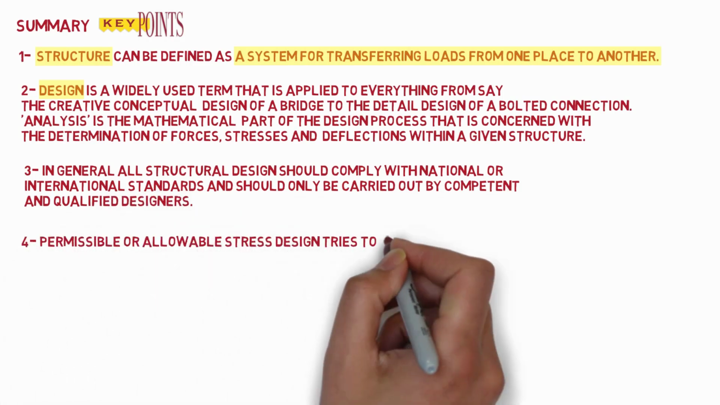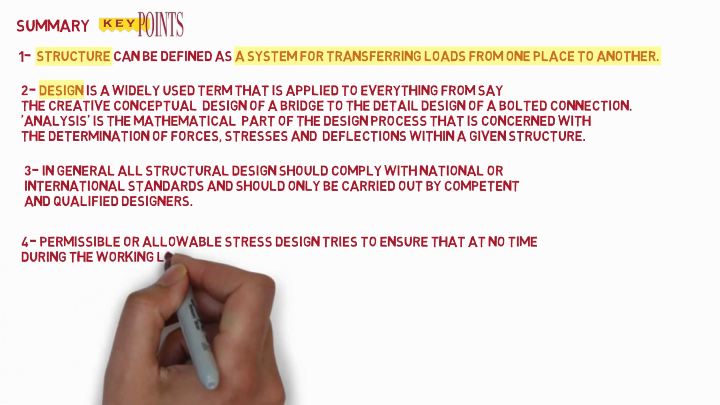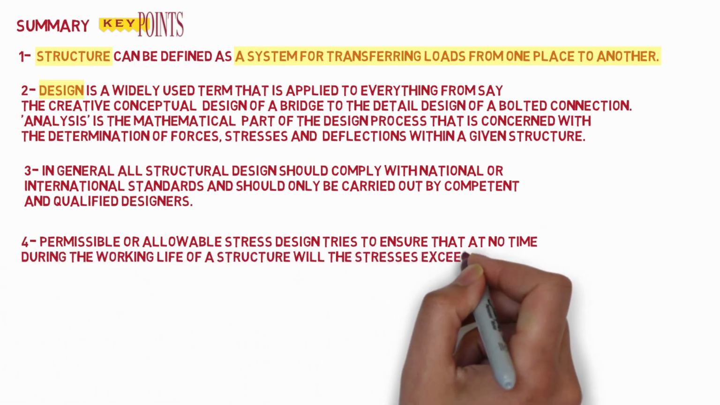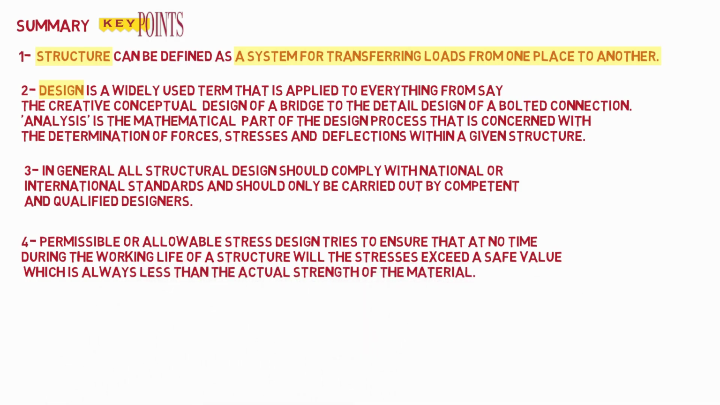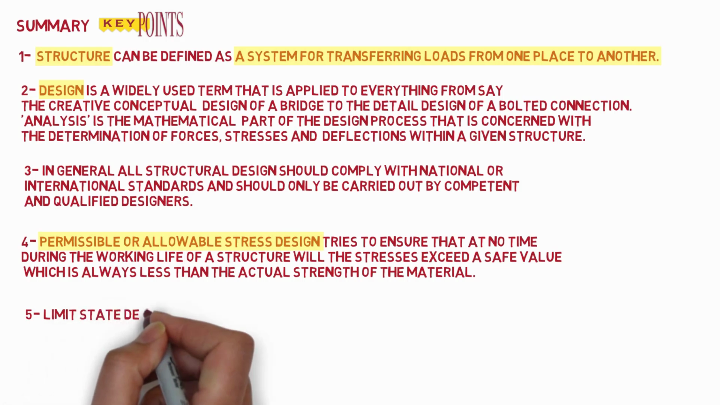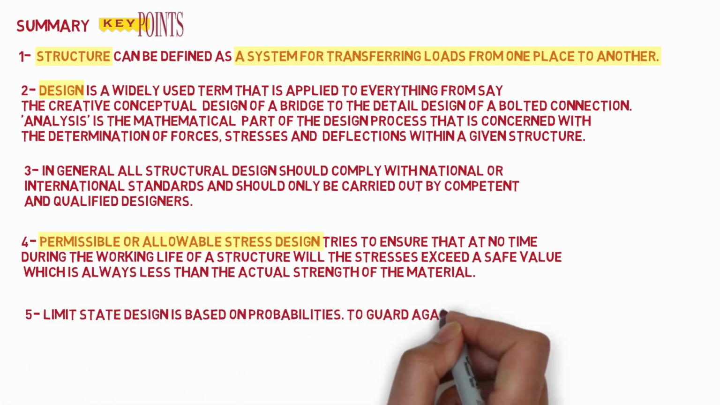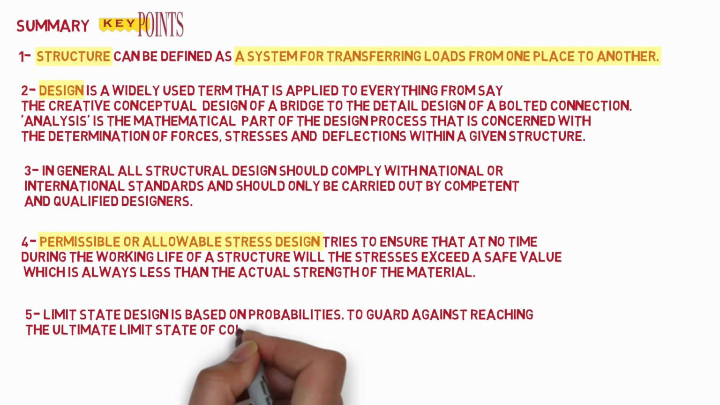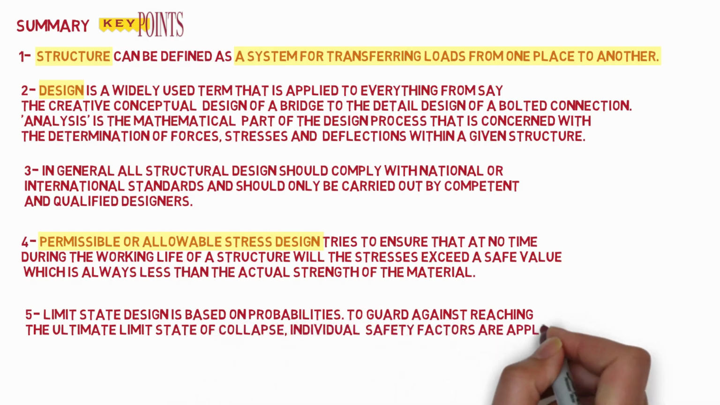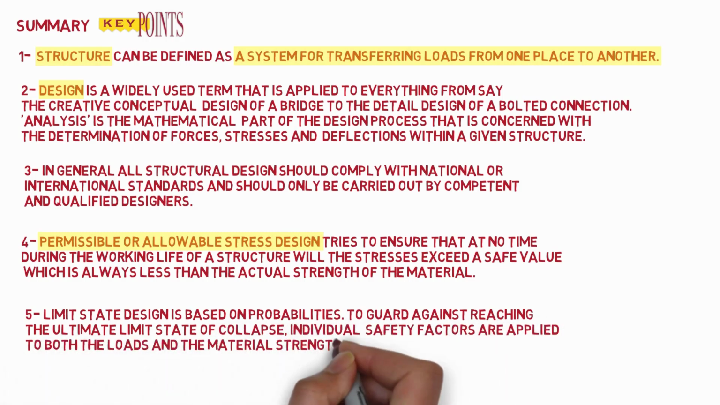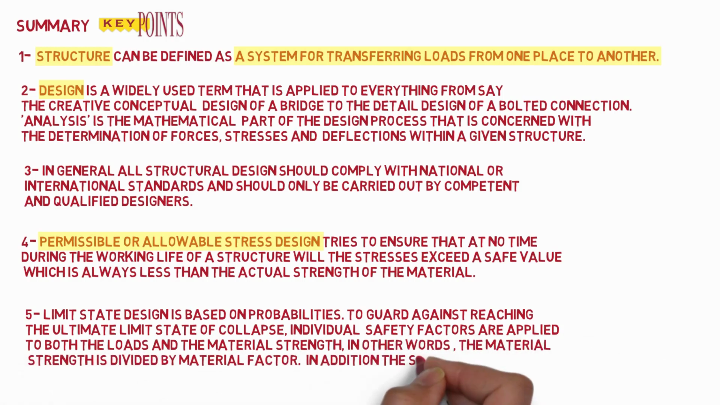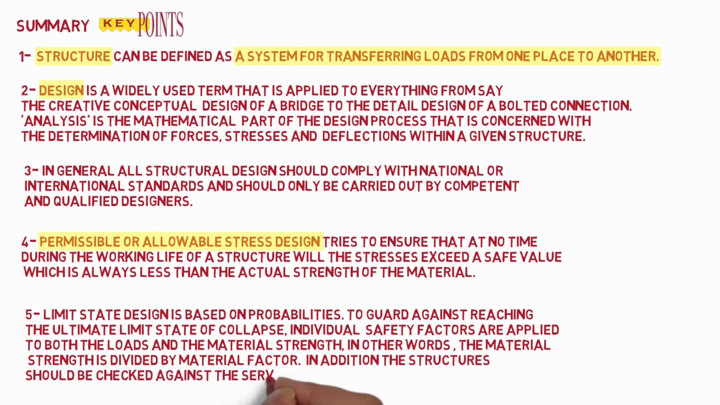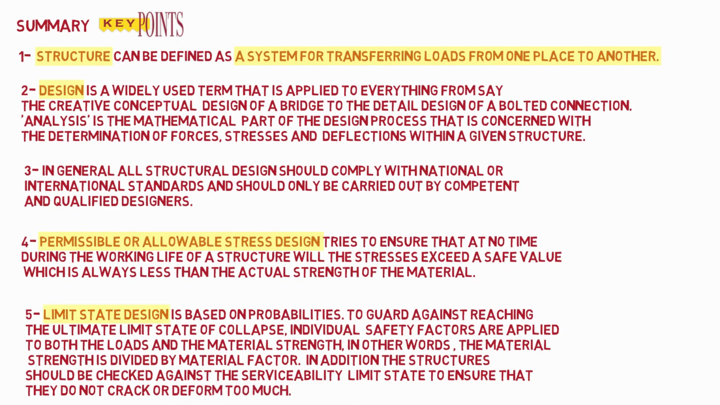Number 4. Permissible or allowable stress design tries to ensure that at no time during the working life of a structure will the stresses exceed a safe value which is always less than the actual strength of the material. Number 5. Limit state design is based on probabilities. To guard against reaching the ultimate limit state of collapse, individual safety factors are applied to both the loads and the material strength. In other words, the material strength is divided by the material factor. In addition, the structures should be checked against the serviceability limit state to ensure that they do not crack or deform too much.